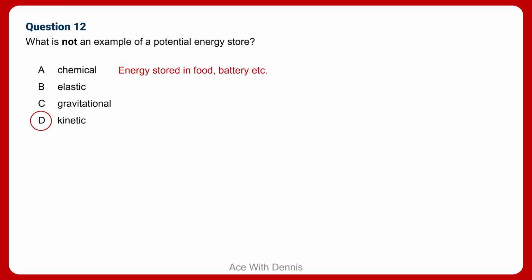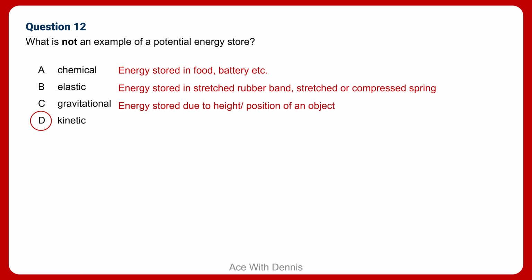Chemical energy is the energy stored in food, battery, etc. Elastic energy is energy stored in a stretched rubber band, or a stretched or compressed spring. Gravitational potential energy is the energy stored due to the height or the position of an object. The formula of gravitational potential energy, Gp, is equal to mgh. Kinetic energy is the energy due to movement or motion of an object. So the formula for kinetic energy is half mv squared.